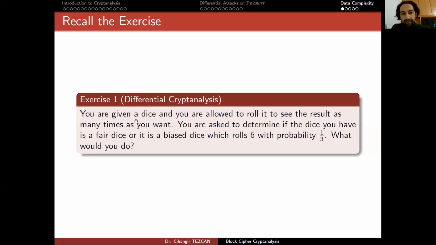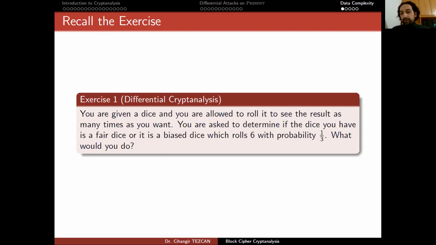If it is a fair dice, since it has probability 1/6 for rolling 6, and if you roll it 60 times, you expect to see 60 divided by 6, which is 10 times. So your expected value is 10 for the fair dice. But for the biased dice, if you roll it 60 times, 60 times 1/3 is 20, so your expected value becomes 20. So when I give you a dice and you roll it 60 times, and if you observe, for instance, 25 sixes, you will say that, okay, this dice is biased.